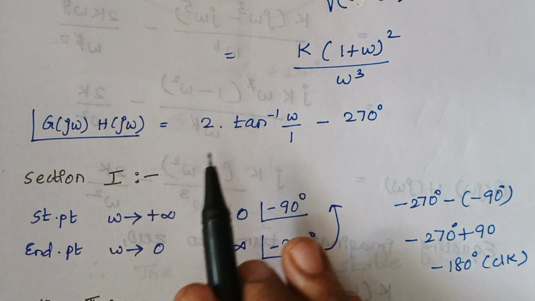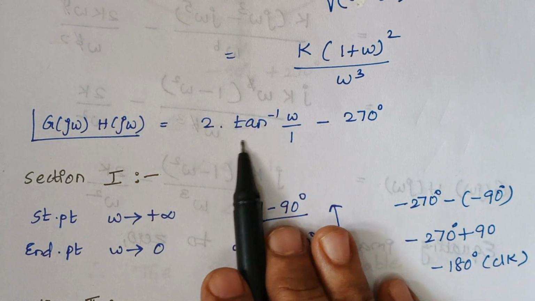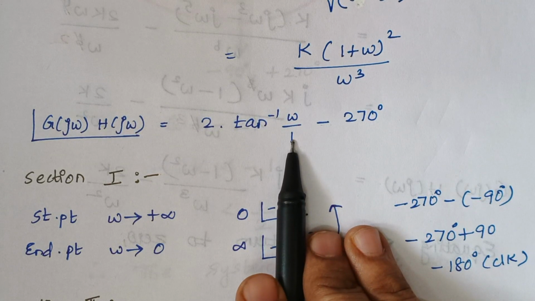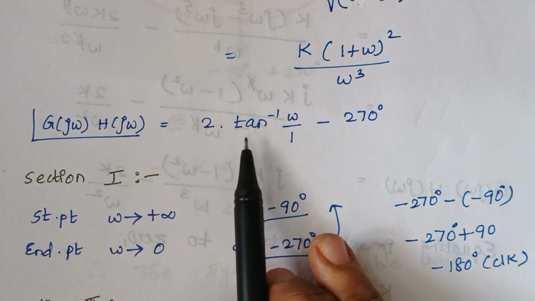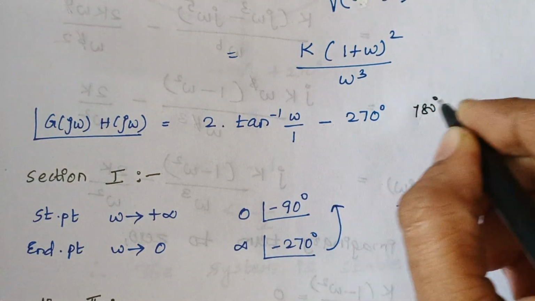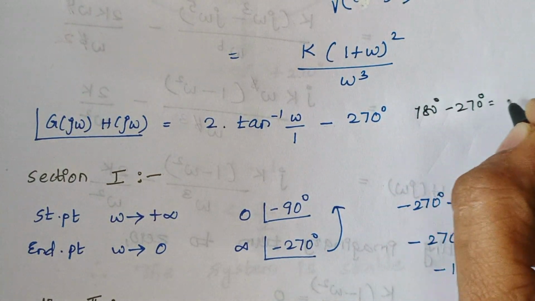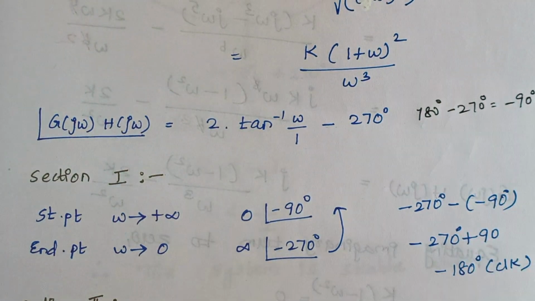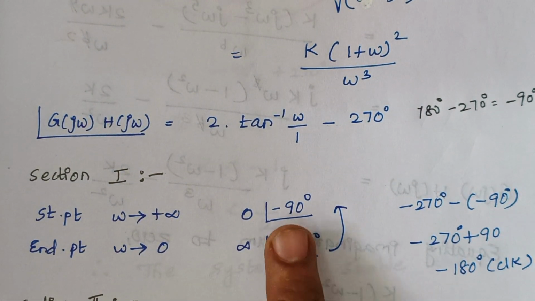And again when you substitute infinity here, what happens? Tan inverse of infinity is nothing but 90 degree. And again 2 into 90 degree gives 180 degree. Right? So 180 degree minus 270 degree. This gives rise to minus 90 degree. Right? So here I had written that one.